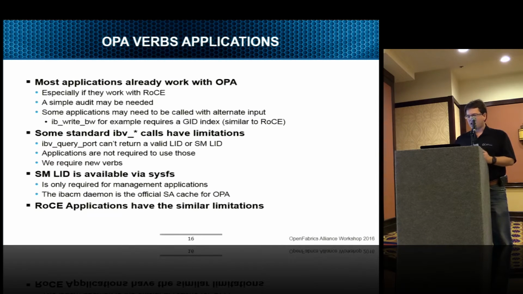Some of the standard IBV calls obviously have limitations, specifically the lid and SM lid fields. However, really for SM lid, we need to move away from applications requiring that direct management connection. IBACM and the local SA cache are more scalable, they're better, they're more secure, they can run as root, and you're not opening yourself up to all those problems. So we really need to move the industry towards that. The SM lid is available via sysfs for those applications that need it, because obviously for the plugins to IBACM, somebody on the node needs to know how to talk to the SM. And then RoCE applications have similar limitations, and we hope to leverage that.